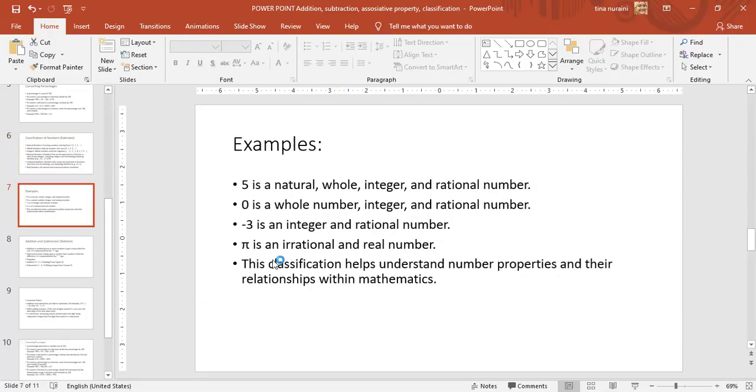For example, 5 is a natural, whole, integer, and rational number. And 0 is a whole number, integer, and rational number. And minus 3 is an integer and rational number. And the square root of 2 is an irrational and real number. You see, it is used for the right triangle. Then this classification helps us understand number properties and their relationship with mathematics.